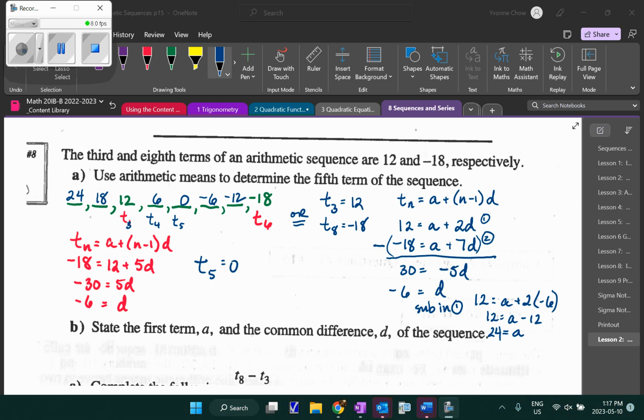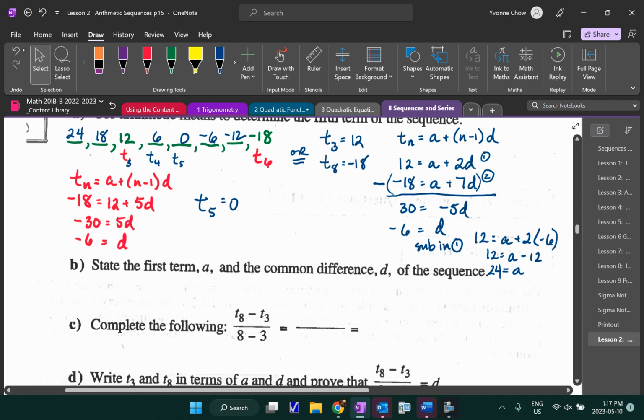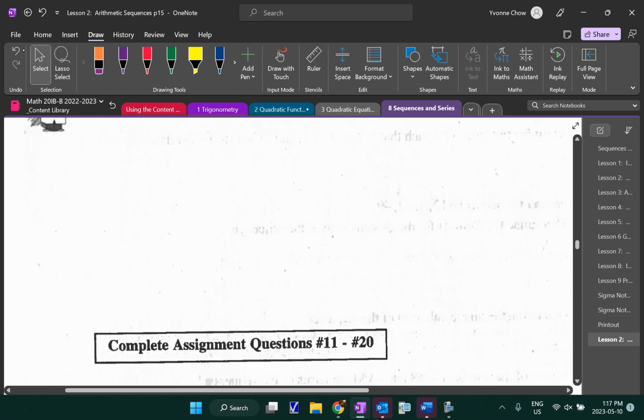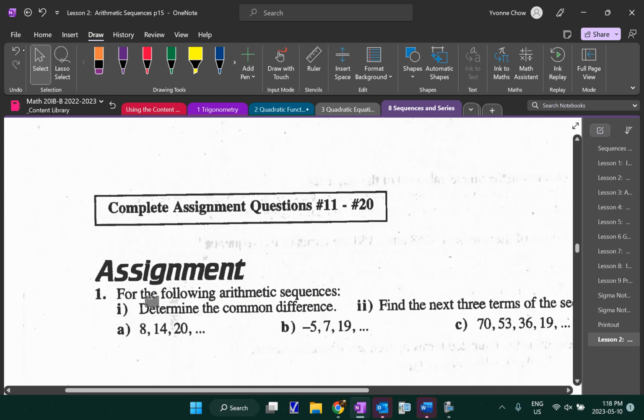Okay, so I decided that I was going to subtract equation 1 minus equation 2, so subtracting 12 minus negative 18 is 30, a minus a is of course 0, 2d minus 7d is negative 5d, divide by negative 5, and d, our common difference, is negative 6, which we had earlier found, and then we can substitute it into either equation 1 or 2 to figure out what our a value is. Okay, so I'm not going to go through this other method that they talk through, but that's the other option, and that is what we've done, and so we're ready for the assignment.